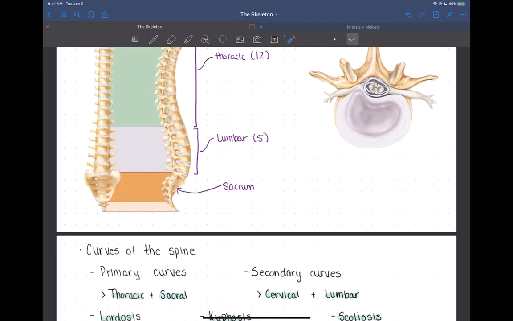I could ask you a question like that on the exam. What bone does the inferior surface of L5 articulate with? You should be able to tell me.